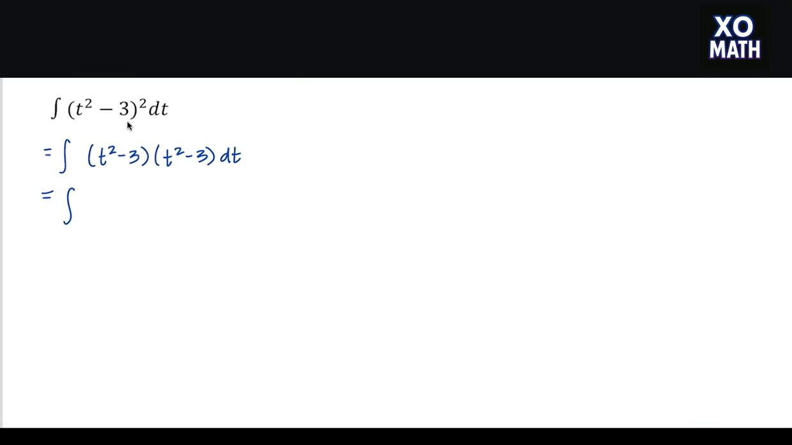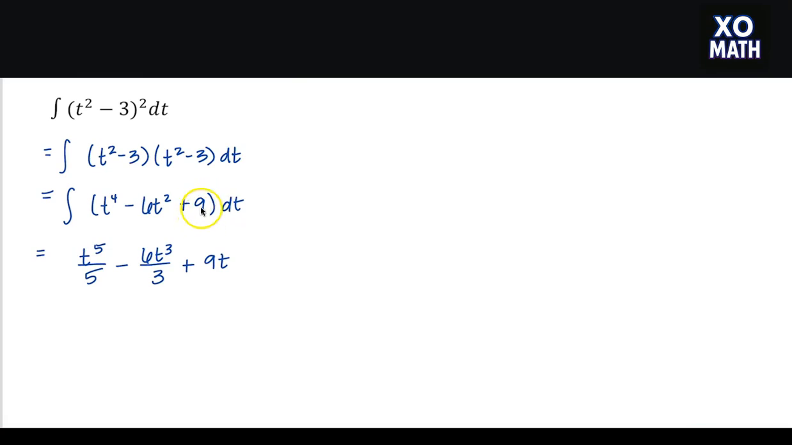And so if I distribute this out, t squared times t squared is t to the 4th. Then I'd have a minus 3t squared minus 3t squared, so minus 6t squared, and then finally plus 9 dt. So just make sure we don't distribute the exponent up here, that we multiply it all out. And then, since I have all these terms added or subtracted, I can apply my power rule here. So I'd have t to the 5th over 5 minus 6t cubed over 3 plus 9t.